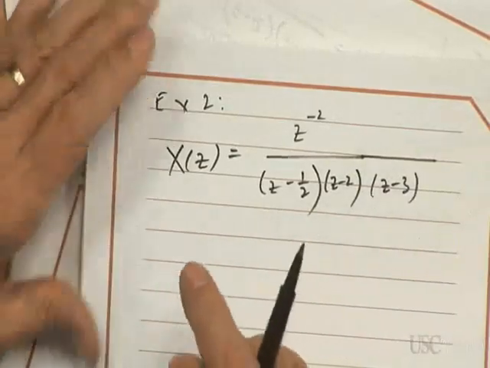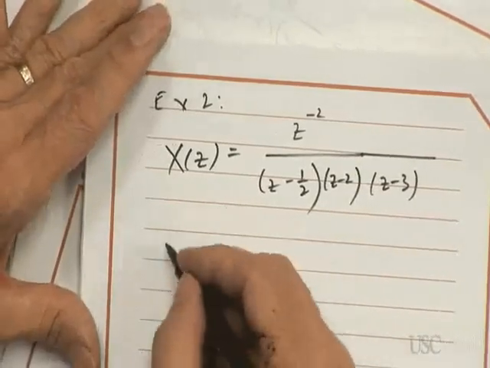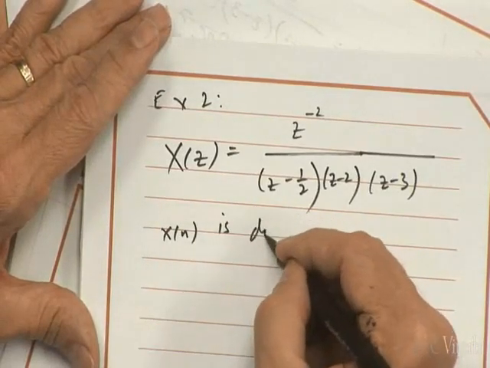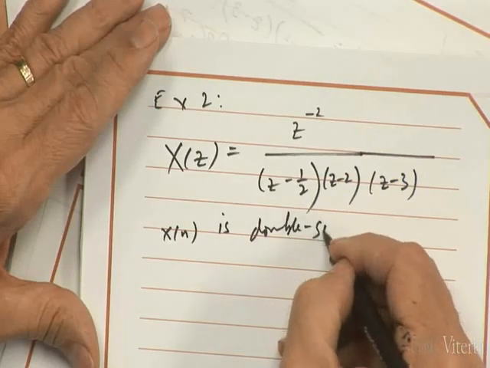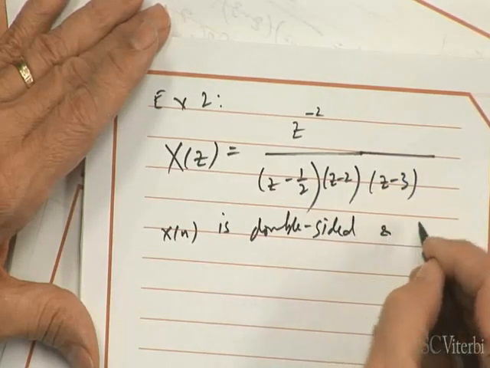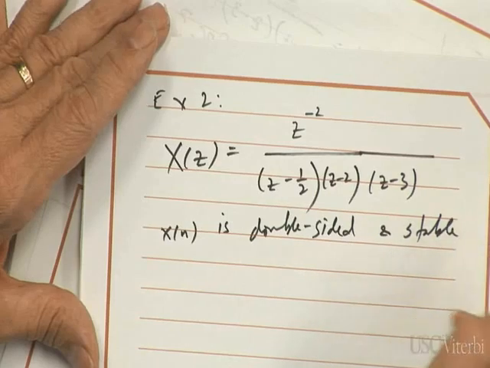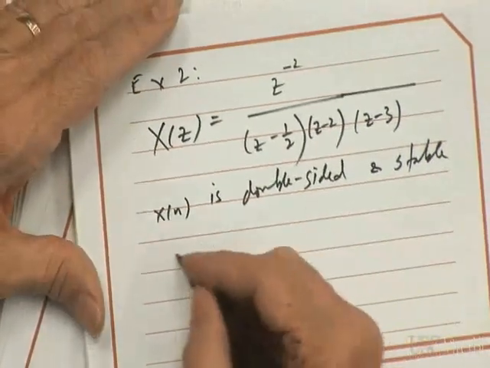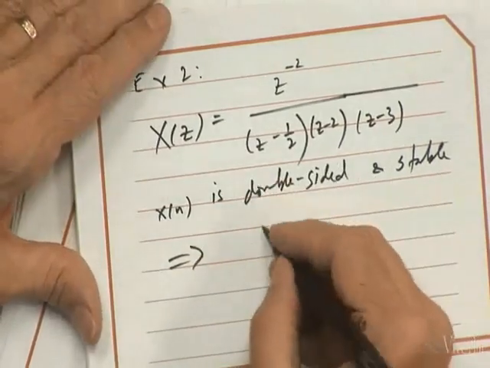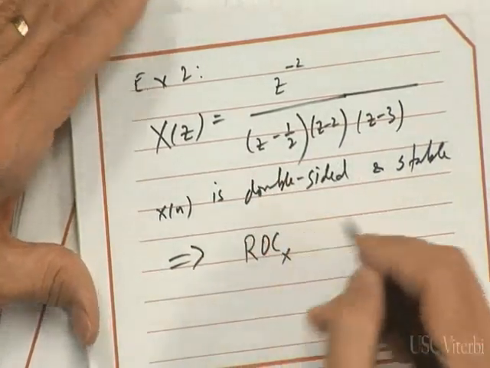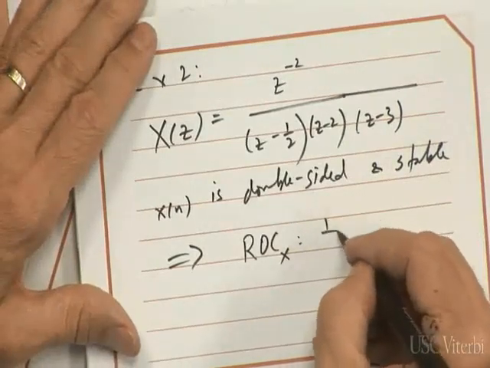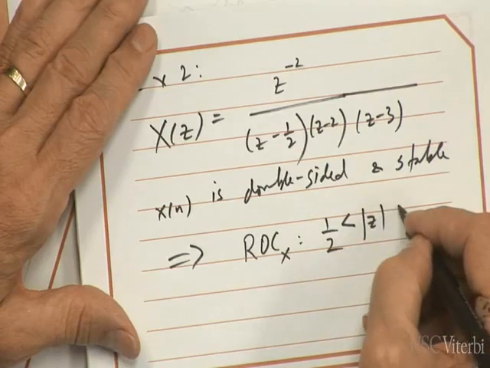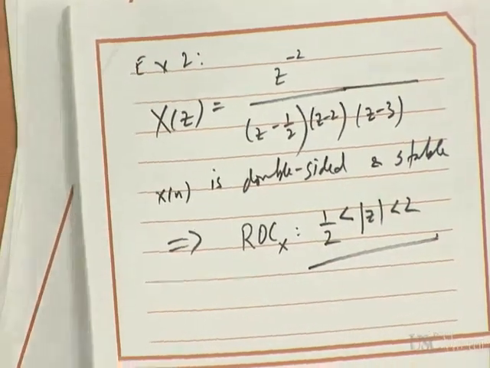So once again, you're going to have 3 rings. In this example, I'm going to say x of n is double-sided and stable. Okay, and stable. So that's just an expansion of the first example. That would imply that the region of convergence, and I think now hopefully you get the idea of what's going on with this stuff, is 1/2 less than the absolute value of z less than 2, see in this example.